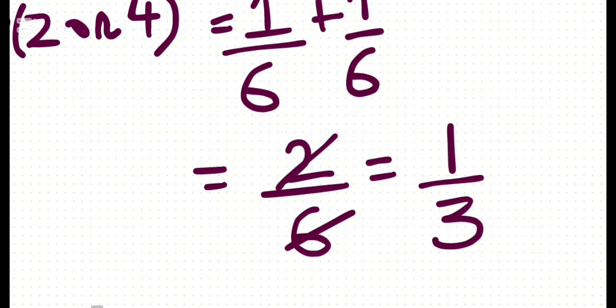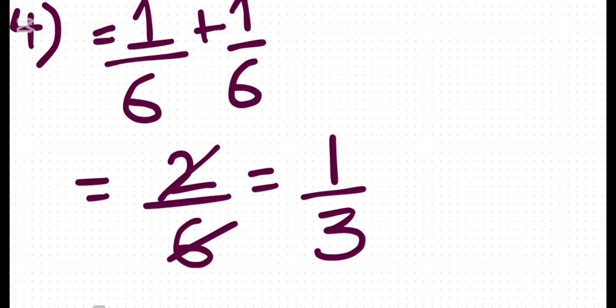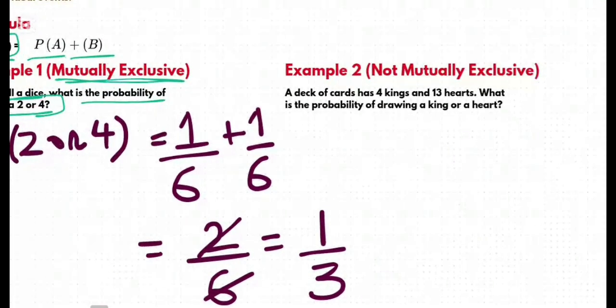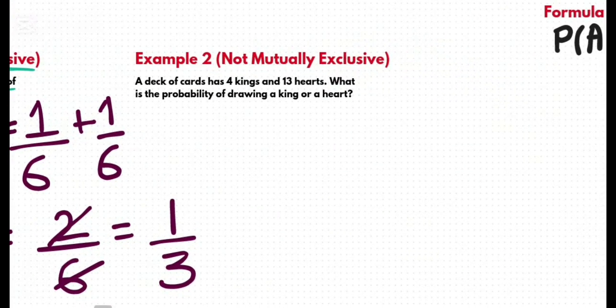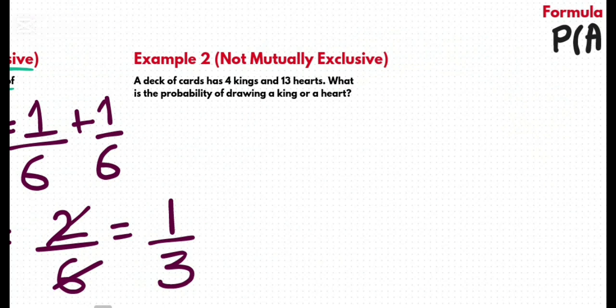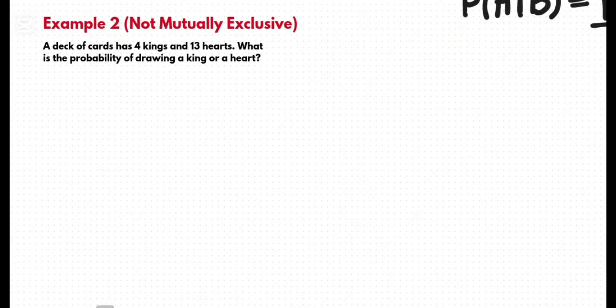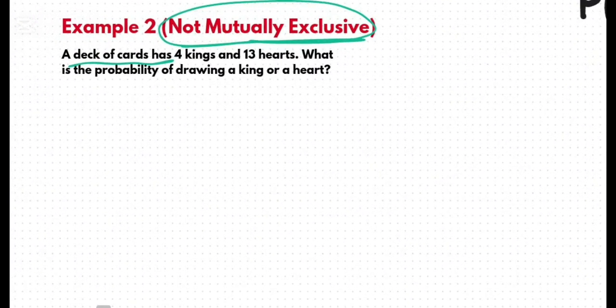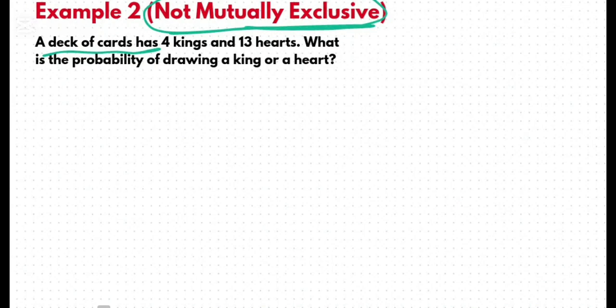Easy so far. Let's move on to the next example. I think this is the next example. Let me erase this. Example number 2. Not mutually exclusive. So in the question, they are asking: a deck of cards has 4 kings and 13 hearts. What is the probability of drawing a king or a heart?